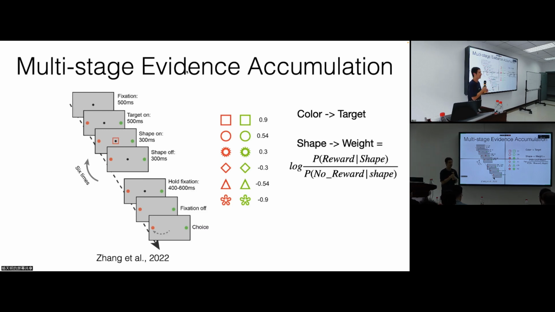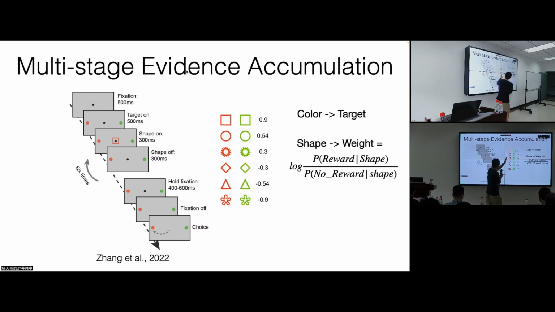Previously, all the shapes are used for the evidence of choice between red and green, right? So in this new version of task, the monkey still sees a series of shapes, actually 6 shapes now. But now the shapes have color. So if it's a red color, it only tells you the reward probability of the red target. So it provides evidence in this form. If you see this shape, what's the probability of the red target being rewarded versus the probability of red target being not rewarded?